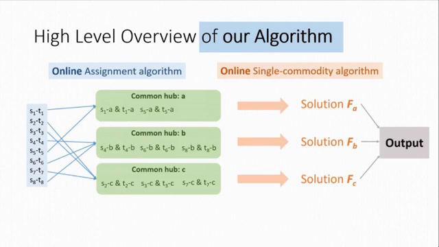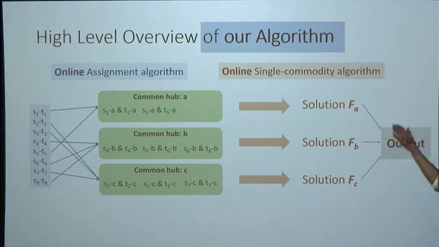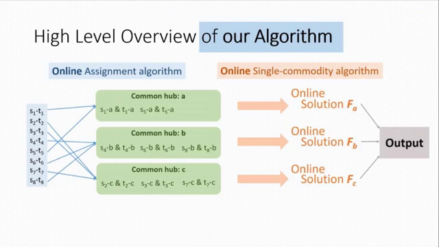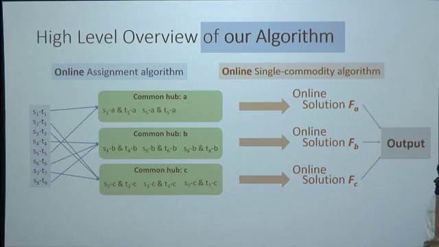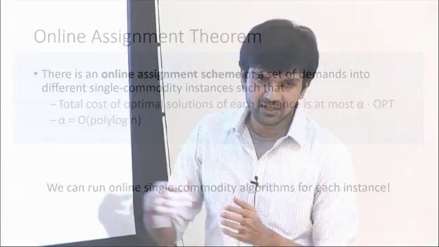And if our partitioning is good, then we can follow from previous work. All we need to do is run online algorithms for each of these common hubs and put them all together for our solution. What our main result is that this assignment can be done online in a reasonably good way. Okay? So there is an online assignment scheme where the cost of these independent solutions, if you add them up, is not too much worse, and there's only a polylog factor that you lose.